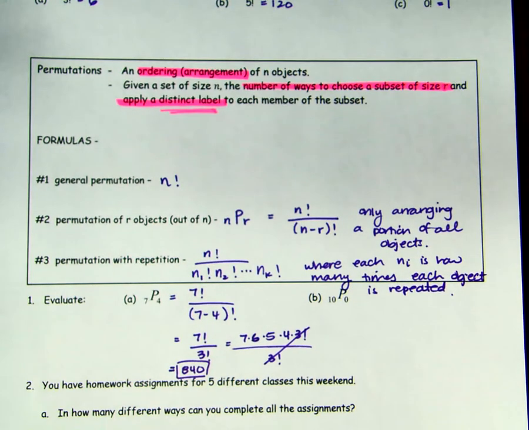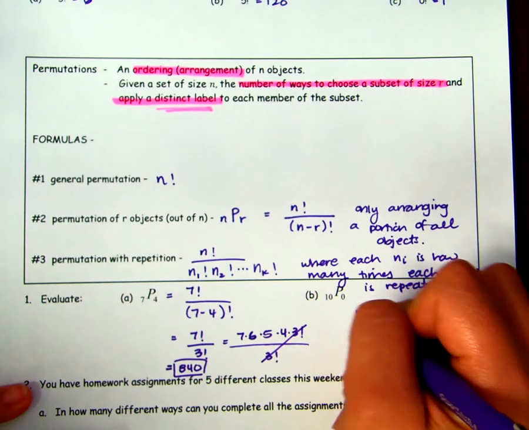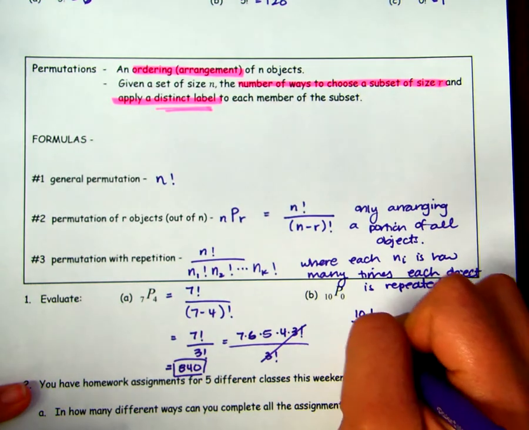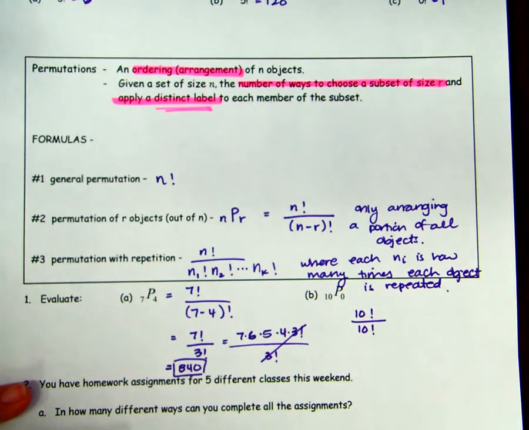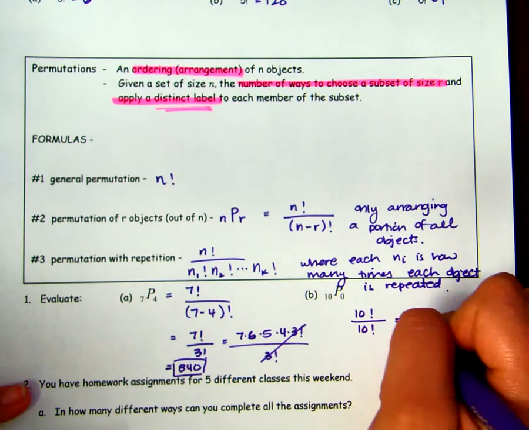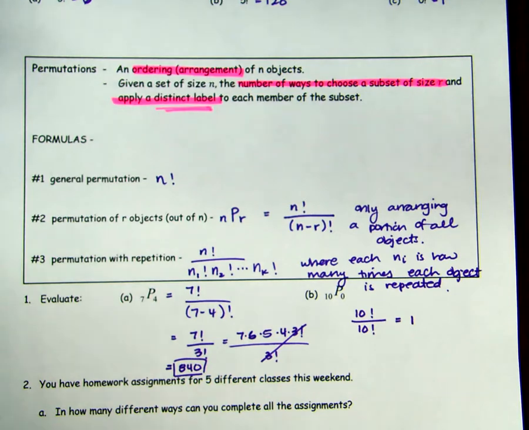Okay. When we have 10 permute 0, this would mean 10 factorial over 10 minus 0 factorial, which is another 10 factorial, which is 1. So the number of ways that you can order 0 objects out of the 10 is 1 way, if you just don't do it at all. Once again, if you have 10 objects and you're trying to arrange 0 of them, there is 1 way to do that, which is not doing it.